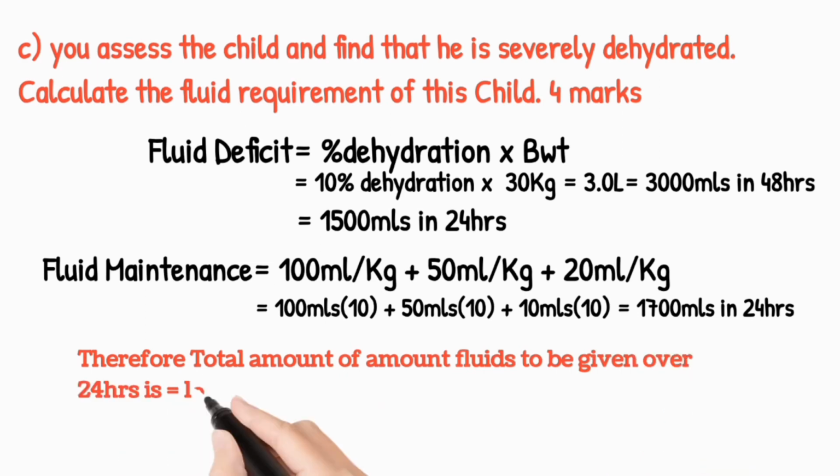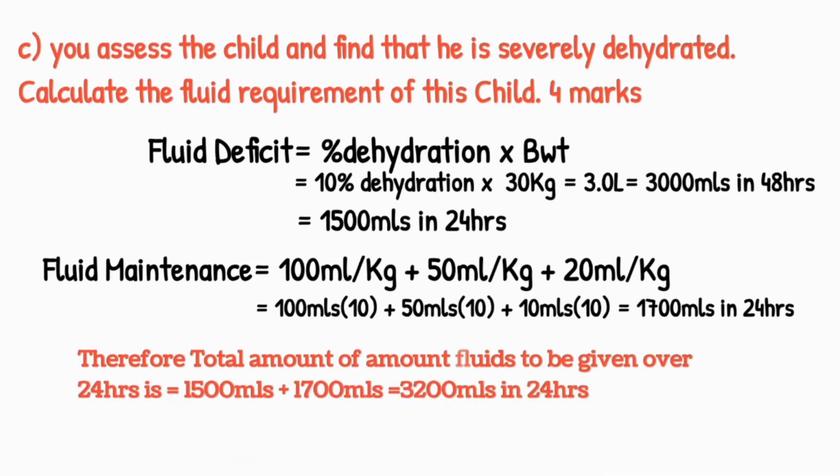1700 in 24 hours. So therefore the total amount of fluids to be given over 24 hours is the first 1500 we had plus the 1700, which is going to give us a total of 3200 in 24 hours. So I think we can end here, because if you want, we can even explain further how we want it to be given exactly.